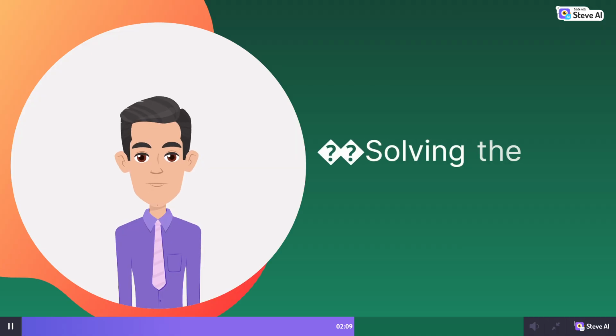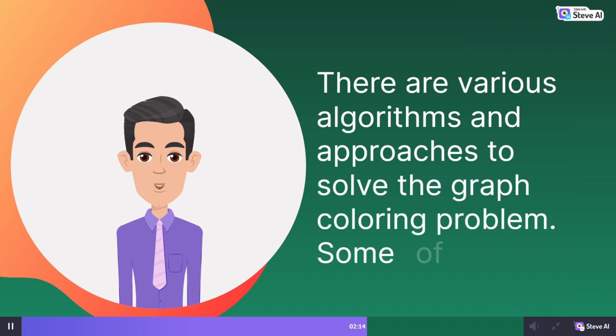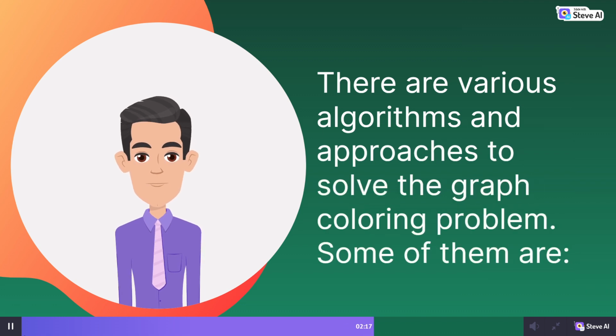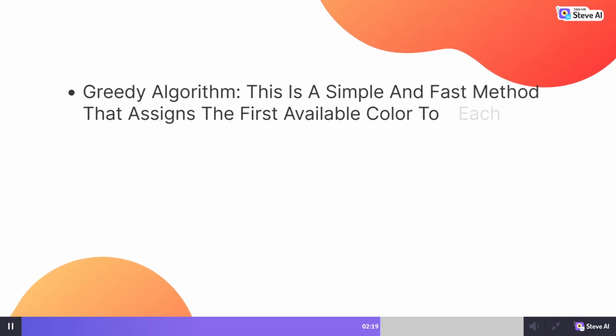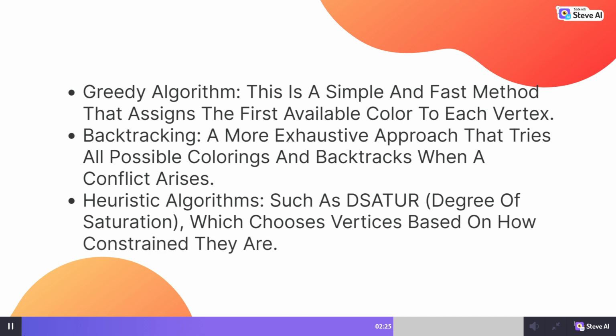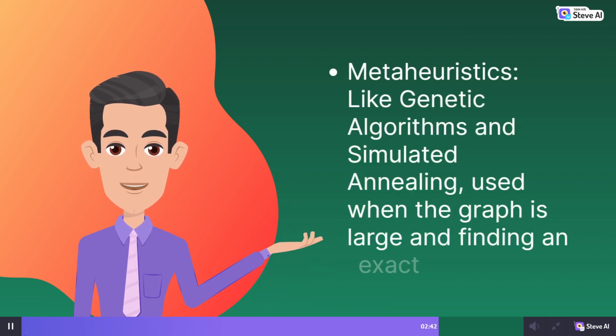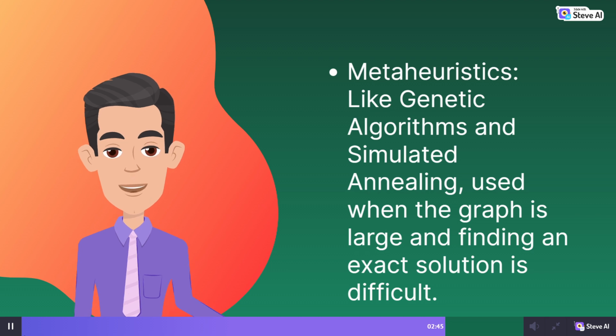Solving the problem. There are various algorithms and approaches to solve the graph coloring problem. Some of them are greedy algorithm. This is a simple and fast method that assigns the first available color to each vertex. Backtracking, a more exhaustive approach that tries all possible colorings and backtracks when a conflict arises. Heuristic algorithms, such as DSatur, degree of saturation, which chooses vertices based on how constrained they are. Meta-heuristics, like genetic algorithms and simulated annealing, used when the graph is large and finding an exact solution is difficult.